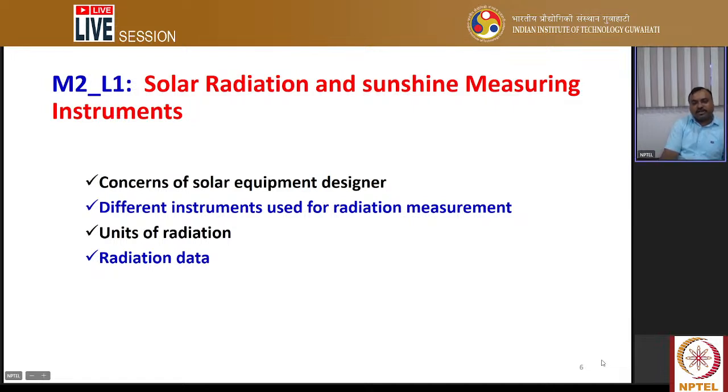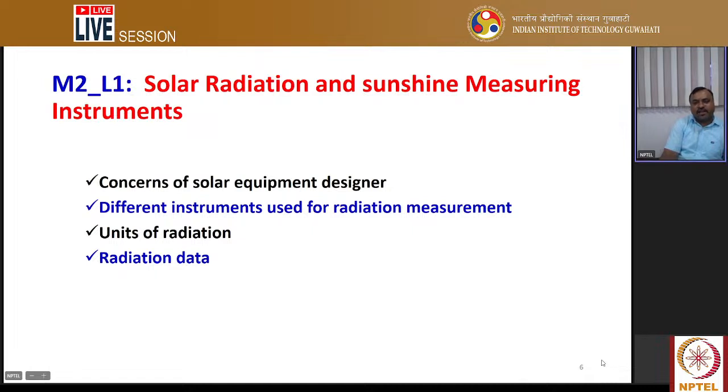If we don't have the data, what will I do? I will look for similar locations, similar in the sense of climatic conditions, and see if that place has solar radiation data. If it is available, it's fine; we can use the data and do the analysis. But if that is also not available, then what will I do?